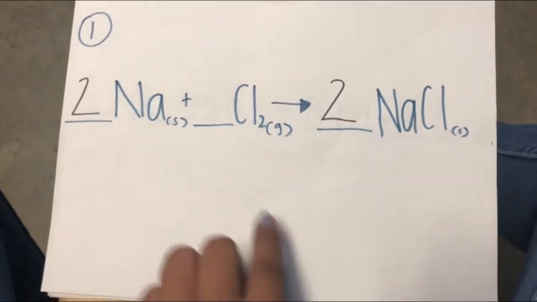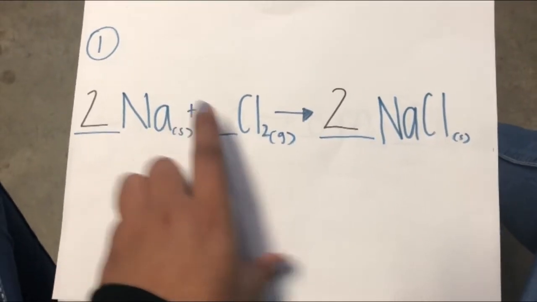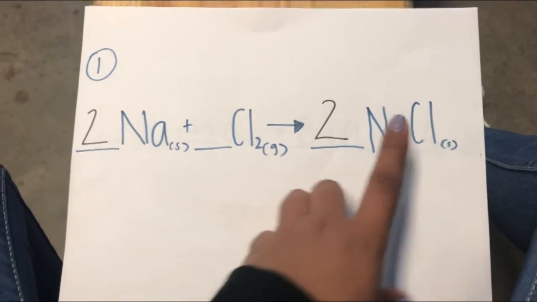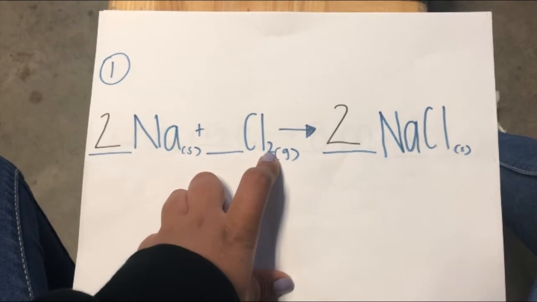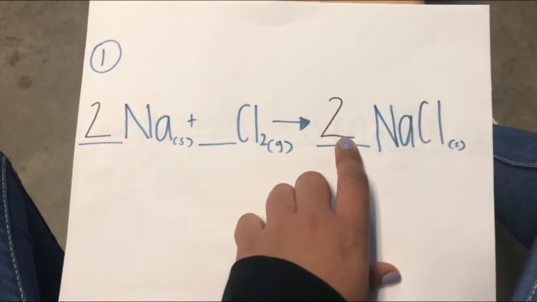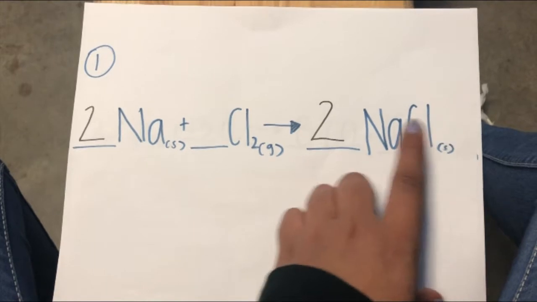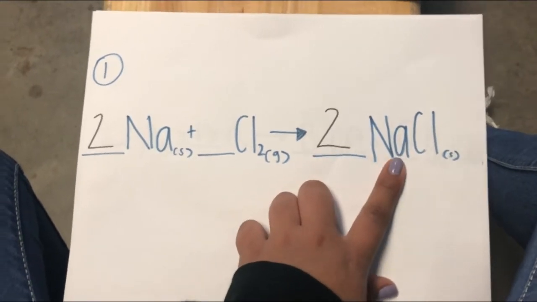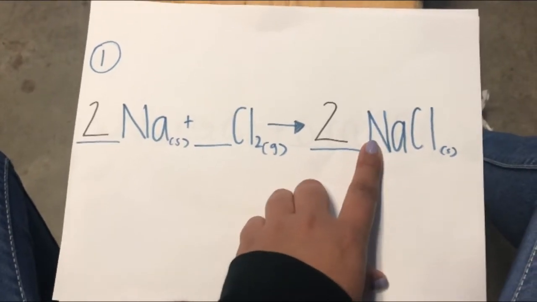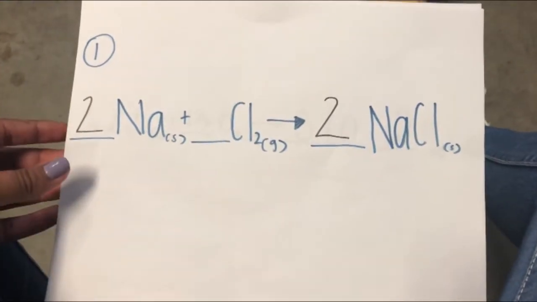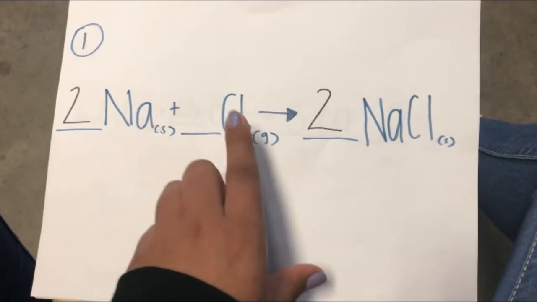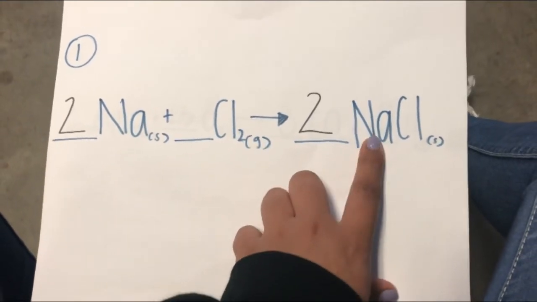So some examples of balancing equations. When balancing equations, you have Na plus Cl2 and NaCl. You notice the subscript on chlorine has a 2. Then you want to put a 2 here to balance the chlorine out. Then you have a 2 in Na, so you want to balance that out too. So you put the 2 over here. This is the whole balanced equation.